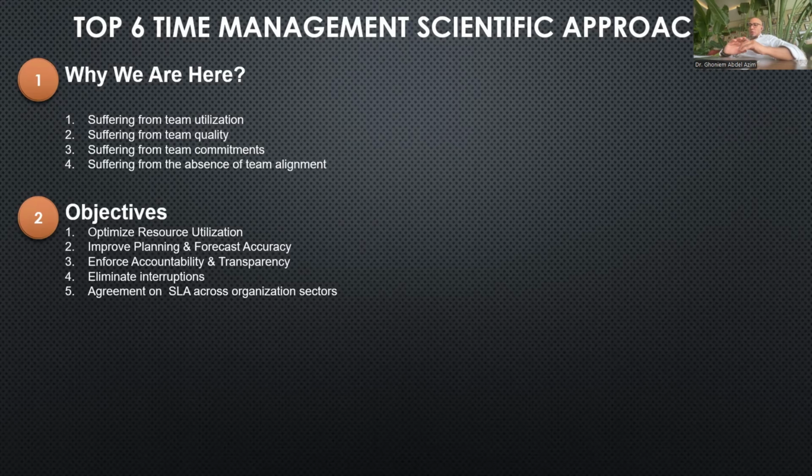Okay, so what we are looking to achieve upon resolving all these issues? Number one, we will optimize the resource utilization. Number two, we will improve the planning and forecasting accuracy, because all the team members will know exactly what they will do, planning ahead, organizing the daily working hours, and for sure that will improve the planning and forecasting accuracy. Number three, eliminating the interruptions, because they have booked slots for each activity and they are planning ahead for all these activities. So all the interruptions will be handled in a different way.